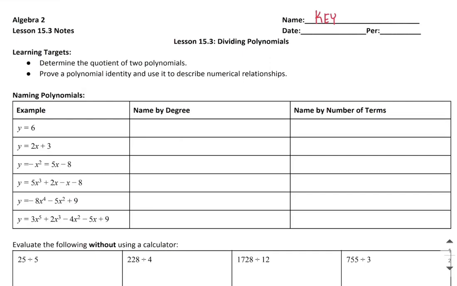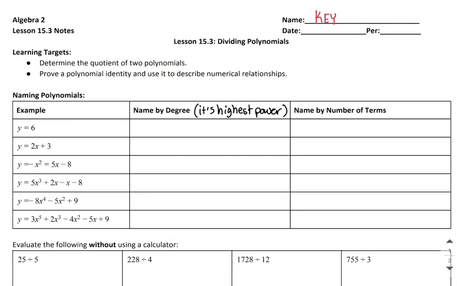In this video, I'm going to talk about dividing polynomials. But before we talk about dividing polynomials, we're going to talk about how we can name polynomials. There are two different ways to name a polynomial. One of those ways is to name it by its degree, or its highest power. The second way to name a polynomial is by the number of terms that it has.